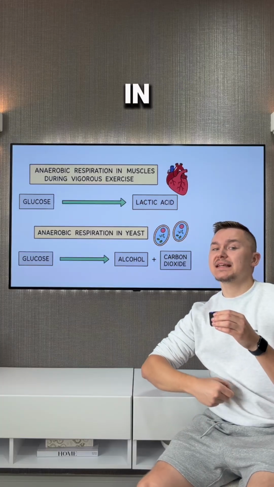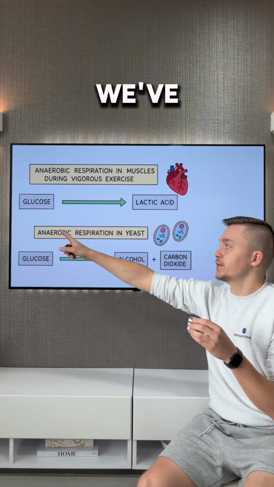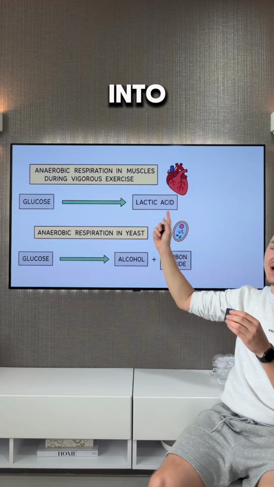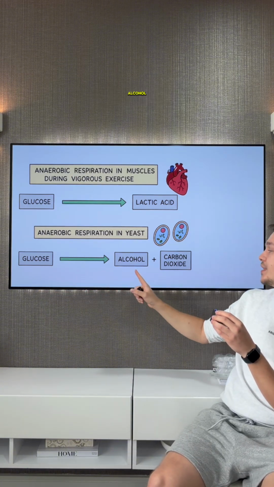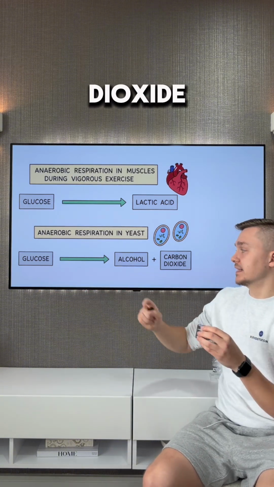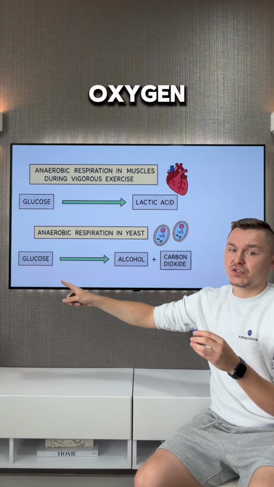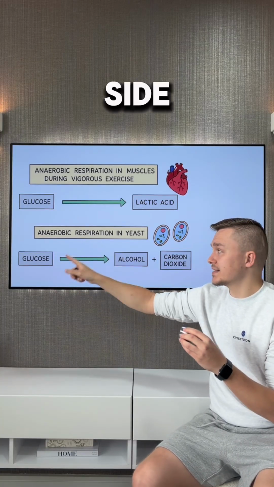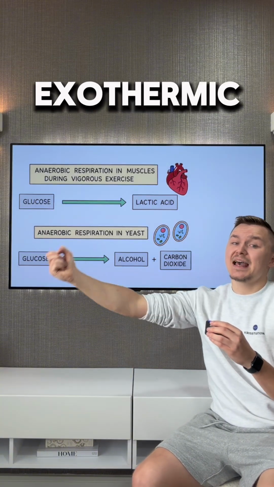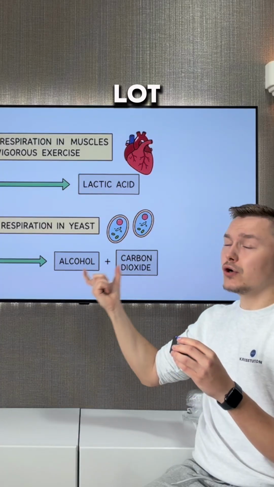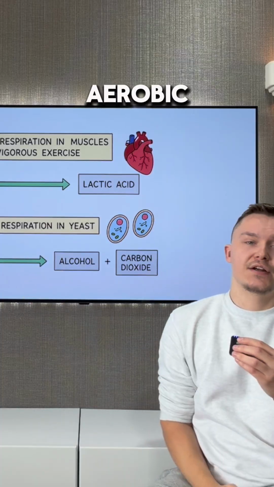Anaerobic respiration is in the absence of oxygen. So we've got glucose turning into lactic acid. In yeast cells, we've got glucose turning into alcohol and carbon dioxide. Again, in the absence of oxygen, there's no oxygen on the reactant side. Some energy is still released during this reaction, so it's still an exothermic reaction, but a lot less energy is released than in aerobic respiration.